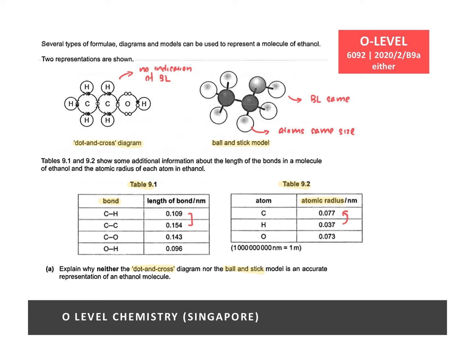All right, so moral of story is this: whenever data is given in a question for O levels, you need to make direct references to the data in your answer.